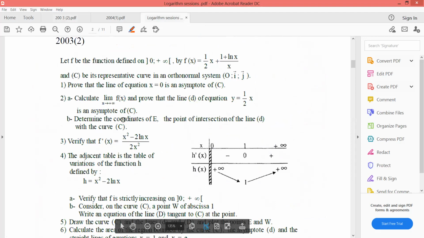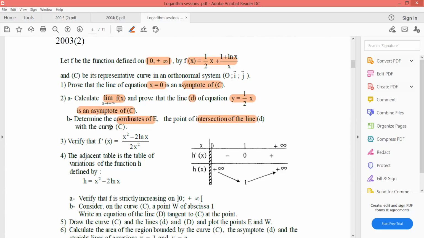Determine the coordinates of E, the point of intersection of D and the curve C. How to find the intersection between the curve and the line? We put y equal y. So to find the intersection between C and D, we put y of the curve equal y of the line.